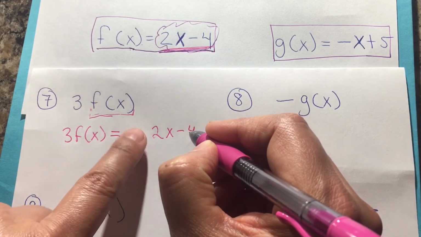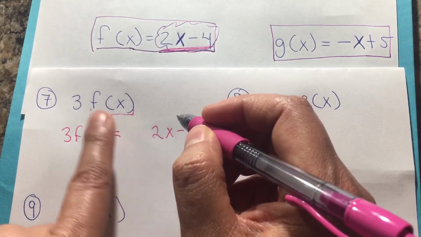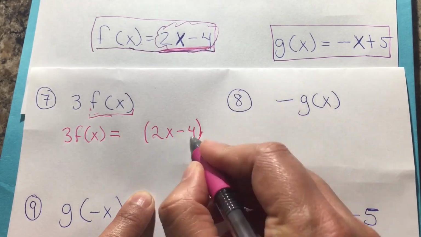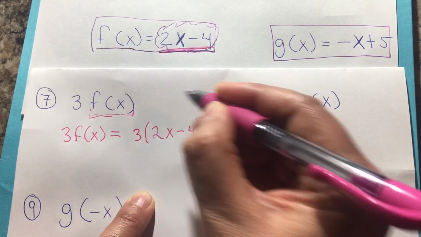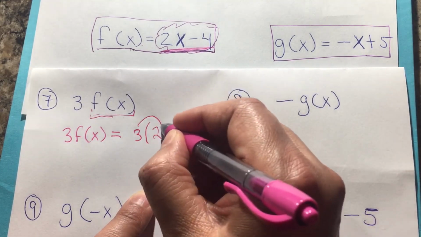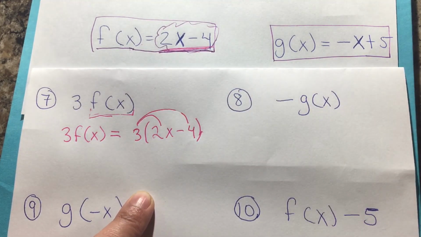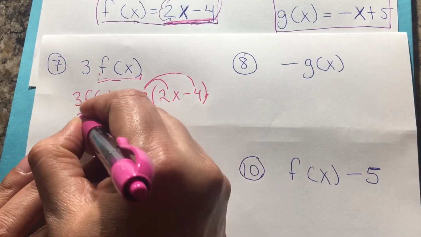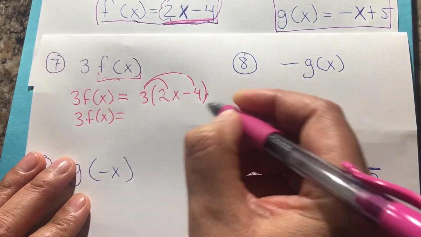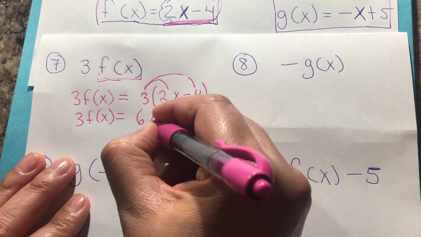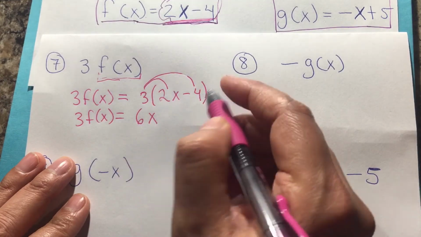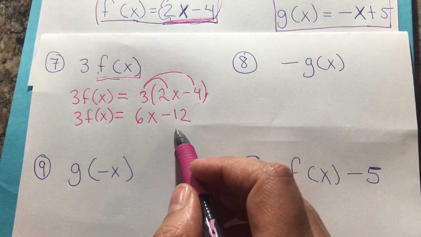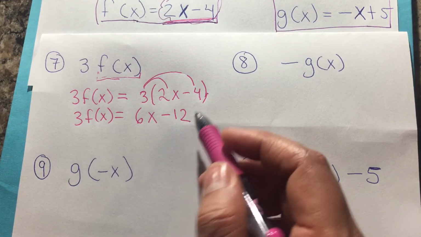Because it's a coefficient, I left a number in there, but it's multiplication. You're going to multiply by both terms, so make sure that you put it between parentheses so that you do the distributive property. And so, again, we bring down the notation 3f of x. 3 times 2x, 6x. 3 times negative 4 is negative 12. Now we don't have any more like terms to combine, so that's all.